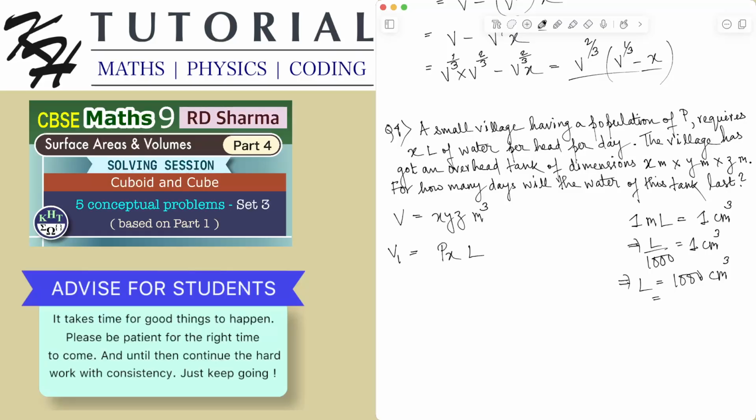Okay, so this means 1 liter is 1000 centimeter cube. So this is 1000 multiplied by 1 centimeter cube. 1 centimeter is 1 by 100 meter. So this is 1 by 100 cube meter cube. So this becomes 10 to the power 3 divided by 10 to the power 6 meter cube. This is actually 10 to the power minus 3.